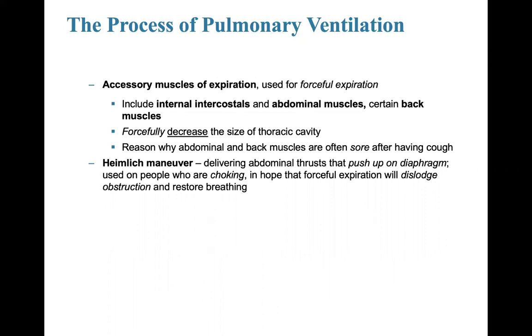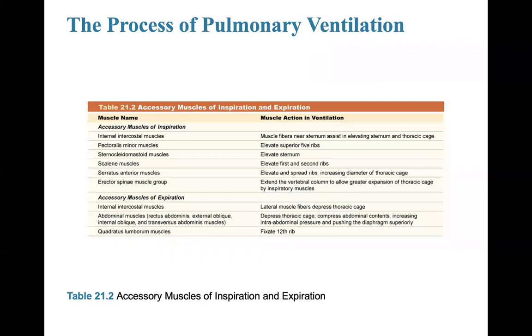What they are doing is forcefully decreasing the size of the thoracic cavity. This is the reason why the abdominal and back muscles are so often sore after having a cough. The Heimlich maneuver, which is delivering abdominal thrusts that push up on the diaphragm, is used in people who are choking, in hope that the forced expiration will dislodge the obstruction and allow for restoration of breathing. This table just summarizes the various muscle groups that are responsible for inspiration and expiration.